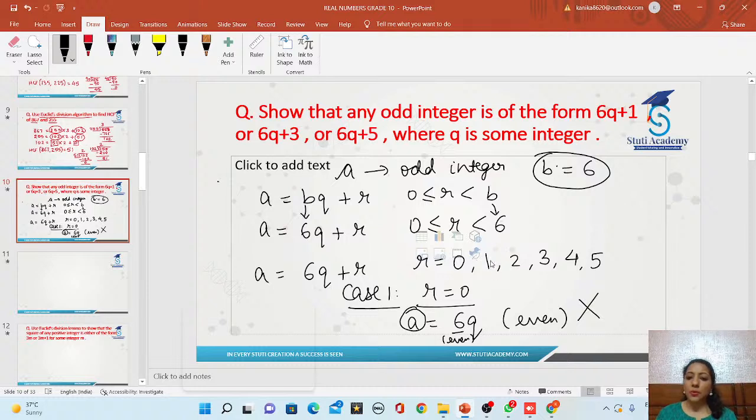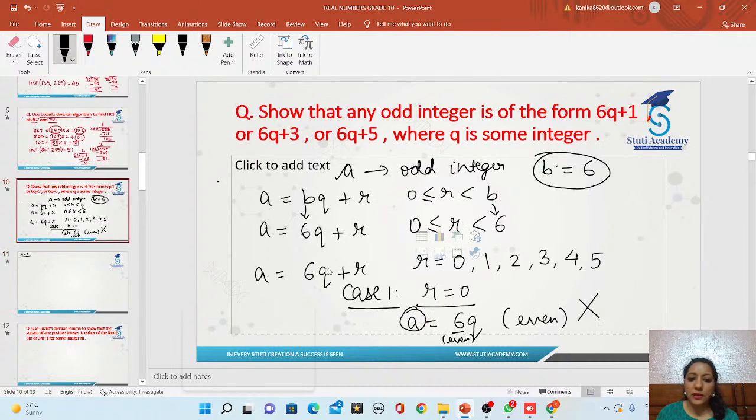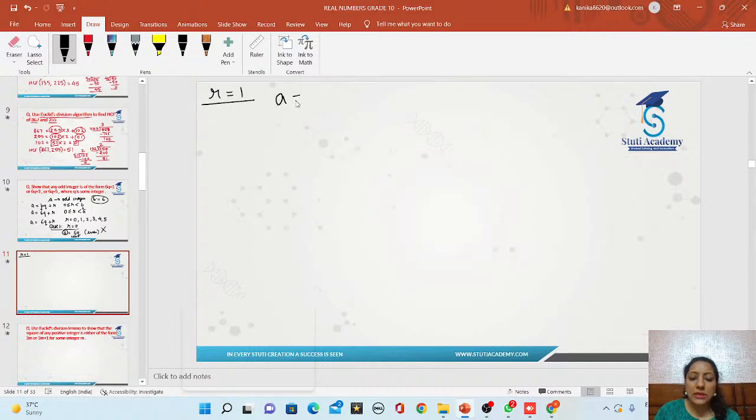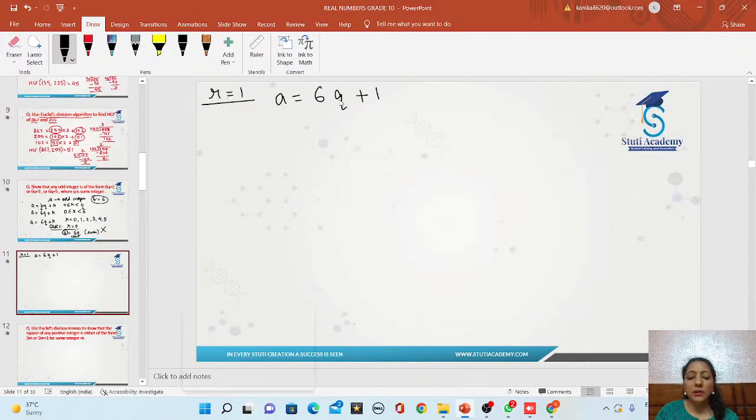Now let's come to the next step where r is 1. If I take r equal to 1, then a is equal to 6q plus 1. As just discussed, 6q is even. I have 6, an even number, and I'm multiplying it with any number, it would be even only. And then I have an odd number here, 1 is an odd number. So even plus odd will give us an odd number. And we also know that a is an odd number. So this case is possible. So I can write a, an odd integer, as 6q plus 1.